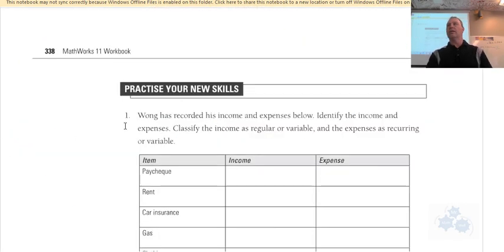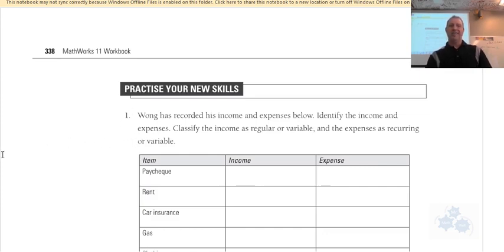All right, so here's the practice your new skills. Now, starting at number 1, practice your new skills, page 338. You are doing this on your own now. You can ask for a little bit of help. I'm not going to be doing these questions for you. You are doing them, and you're handing them in. So you have the rest of this class to work on this, and we'll see how much you can get done.